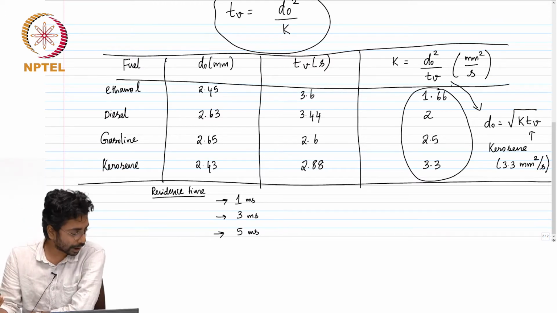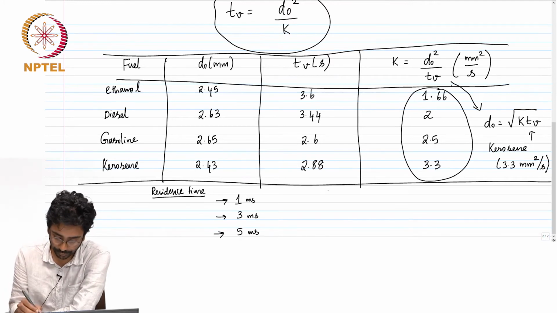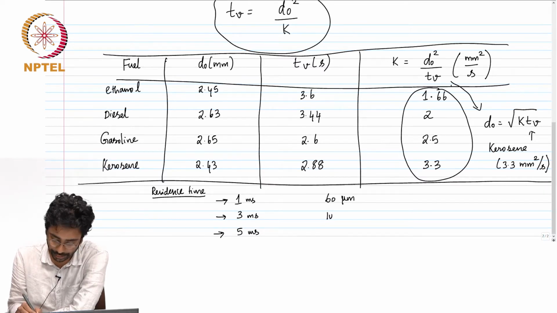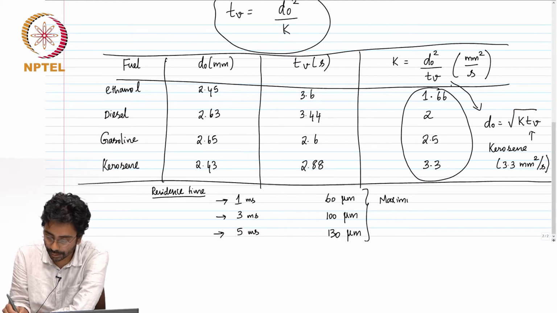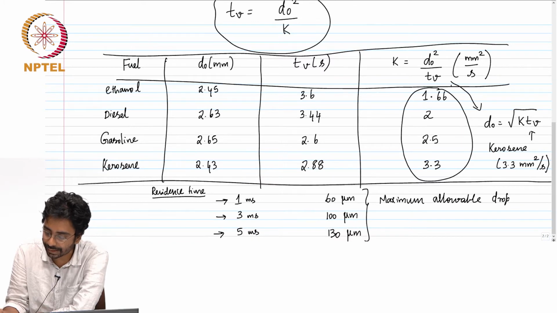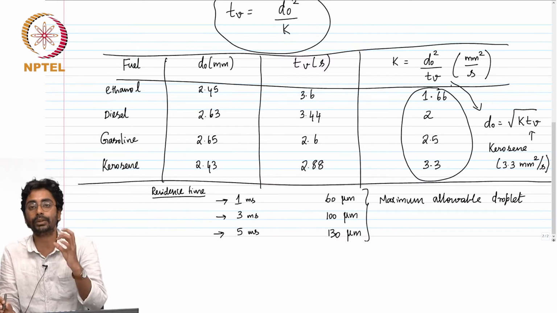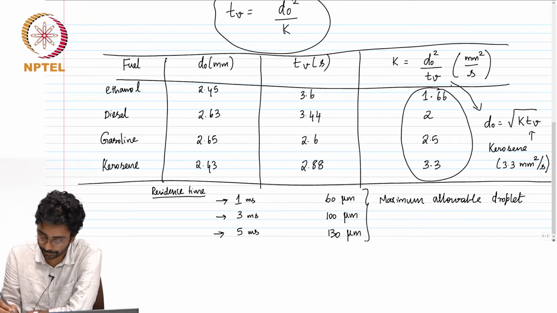So, the maximum allowable diameter for the 1 millisecond case is 60 micron, for the 3 millisecond case is 100 micron, and for the 5 millisecond case is 130 micron. What are these numbers? These are the maximum allowable droplet size. Anything larger than this will go out of the combustion chamber without completely burning, and we do not want that.